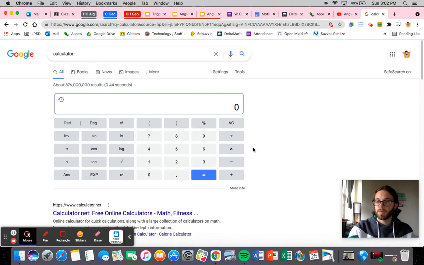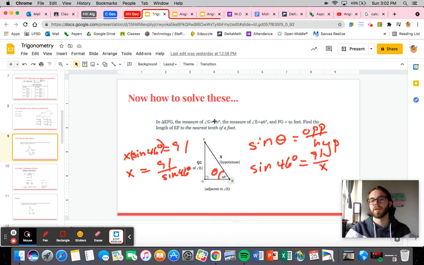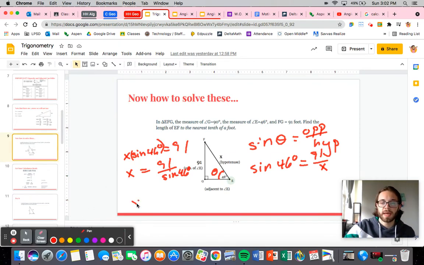Okay, so how do we actually solve this? Well, I can just do 91 divided by sine of 46. Hit enter, and it is 126.5, so on and so forth. We're going to round it to 126.5, and I believe that unit was in feet. Oh, nearest tenth of a foot. It even asked us to do that. So that just means that my x right here is going to be equal to 126.5 feet, which, if you look at it in terms of this triangle, roughly makes sense.